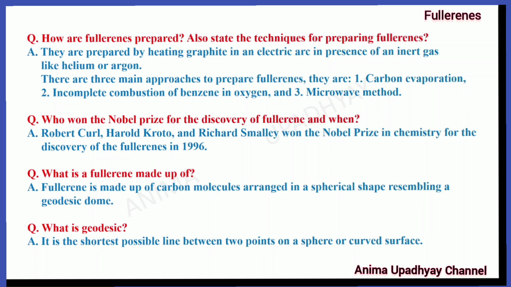Who won the Nobel Prize for the discovery of fullerene and when? It was in 1996 that Robert Curl, Harold Kroto, and Richard Smalley won the Nobel Prize in Chemistry for the discovery of fullerenes. What is a fullerene made up of? It is made up of carbon molecules arranged in a spherical shape resembling a geodesic dome. What is geodesic? It is the shortest possible line between two points on a sphere or a curved surface. The term geodesic is generally used in geometry.